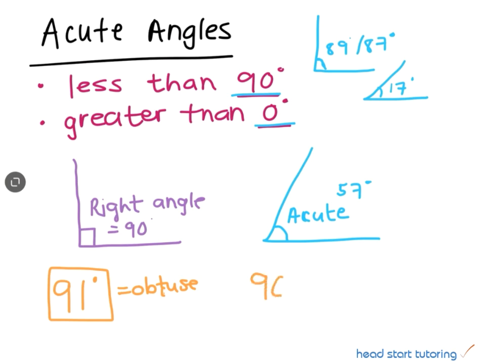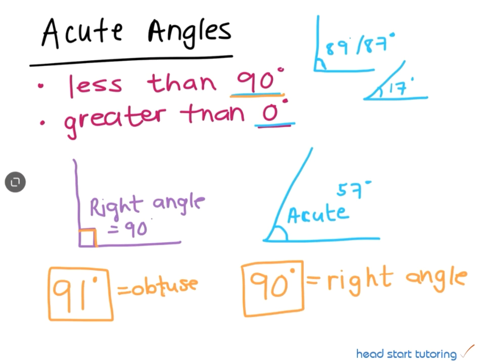If they ask us what type of angle is 90 degrees, 90 degrees is not an acute angle because it is 90 degrees on the dot. It is actually called a right angle. As I showed you here, there is your right angle. So it has to be less than 90. It cannot be 90 or less. It has to be less than 90. So our acute angles do not include 90.